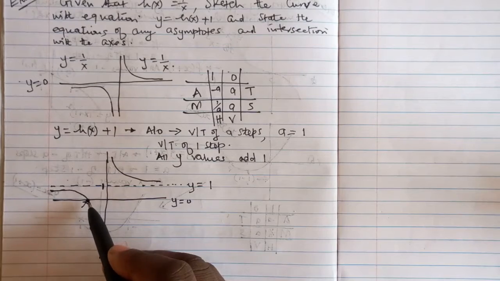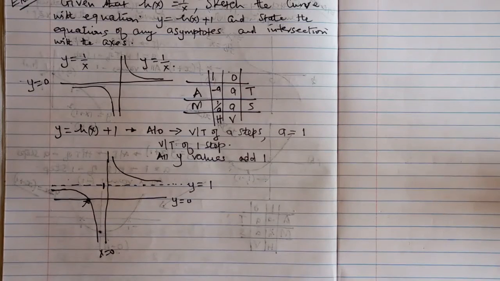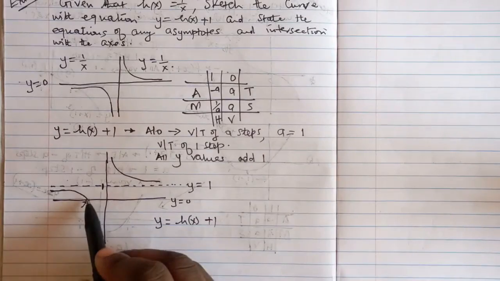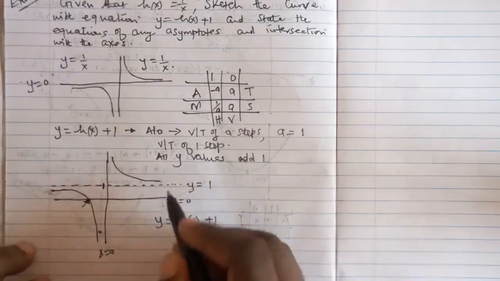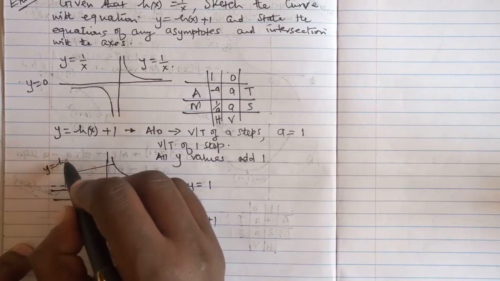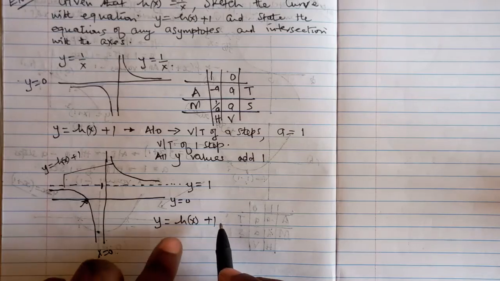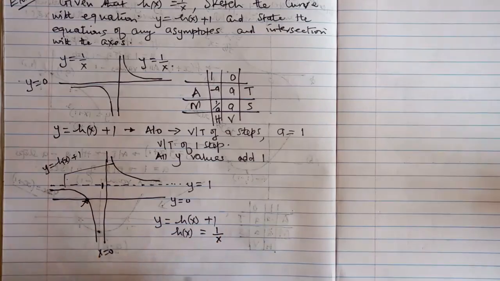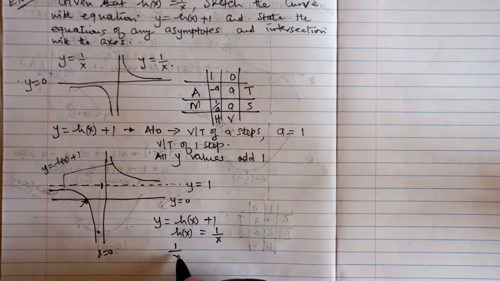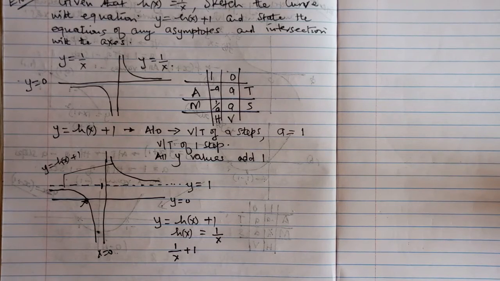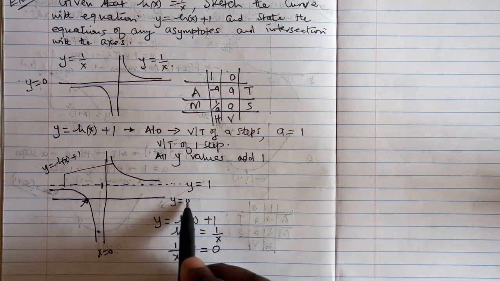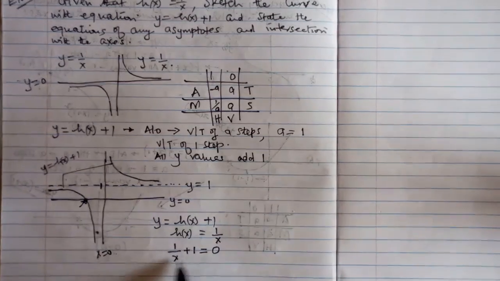So at what point does our graph cross the x-axis? At that point, y = h(x) + 1, because this is the graph of y = h(x) + 1. And what was h(x)? Our h(x) was 1 over x. So h(x) + 1 is 1 over x plus 1. Being equated to 0, because along the x-axis, y is always equal to 0. At this point, y is 0, and x is what we are finding now.